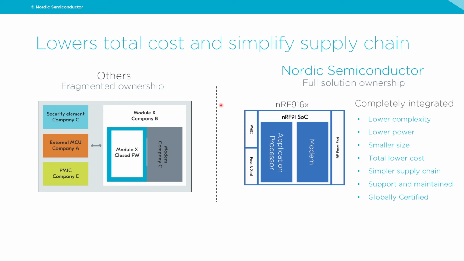So we're trying to, first of all, lower the cost, because typically the side effect of integration is lower cost. Of course, it simplifies the supply chain: you go from multiple lines in your BOM to one nRF91 series device. And of course, lower complexity, lower power, and smaller size all come as additional benefits.